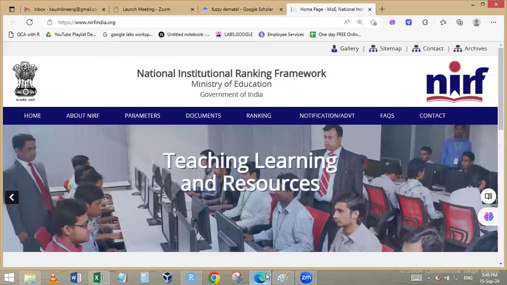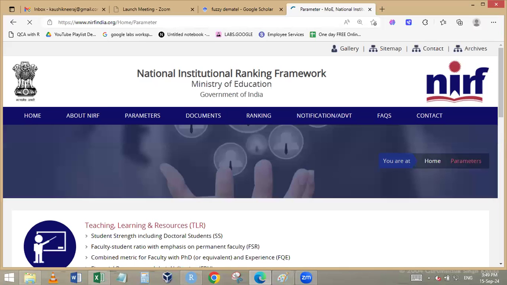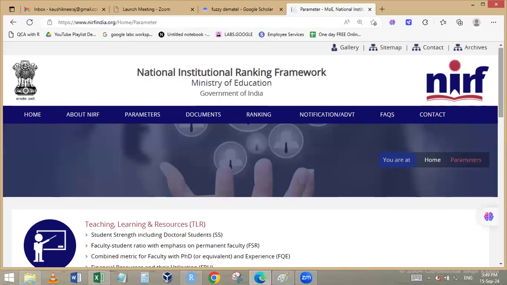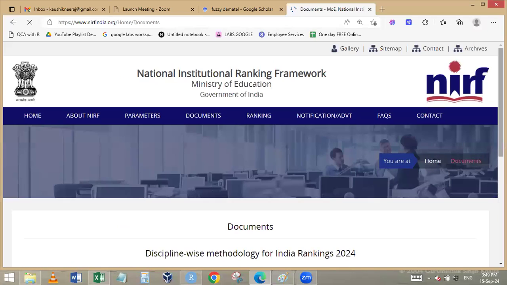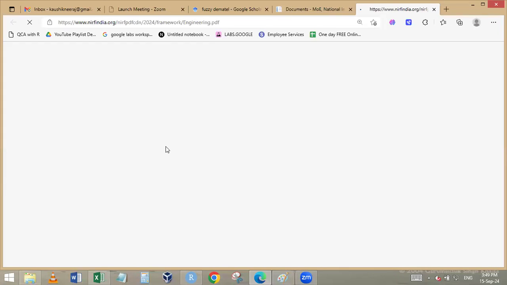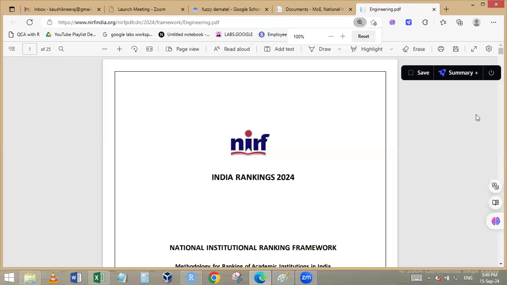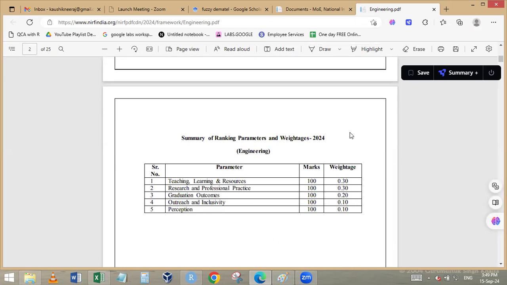Thanks. So sure, I'm showing you the effect of reciprocity. I will just quickly take you to the parameters of NIRF. I'm taking this because this is very recent and this is a very contrasting effect. In the case of engineering, just see how the marks are given. There are 500 marks with some sort of weightage. Here they have given the weightage: teaching, learning 30%, research, professional practice 30%.